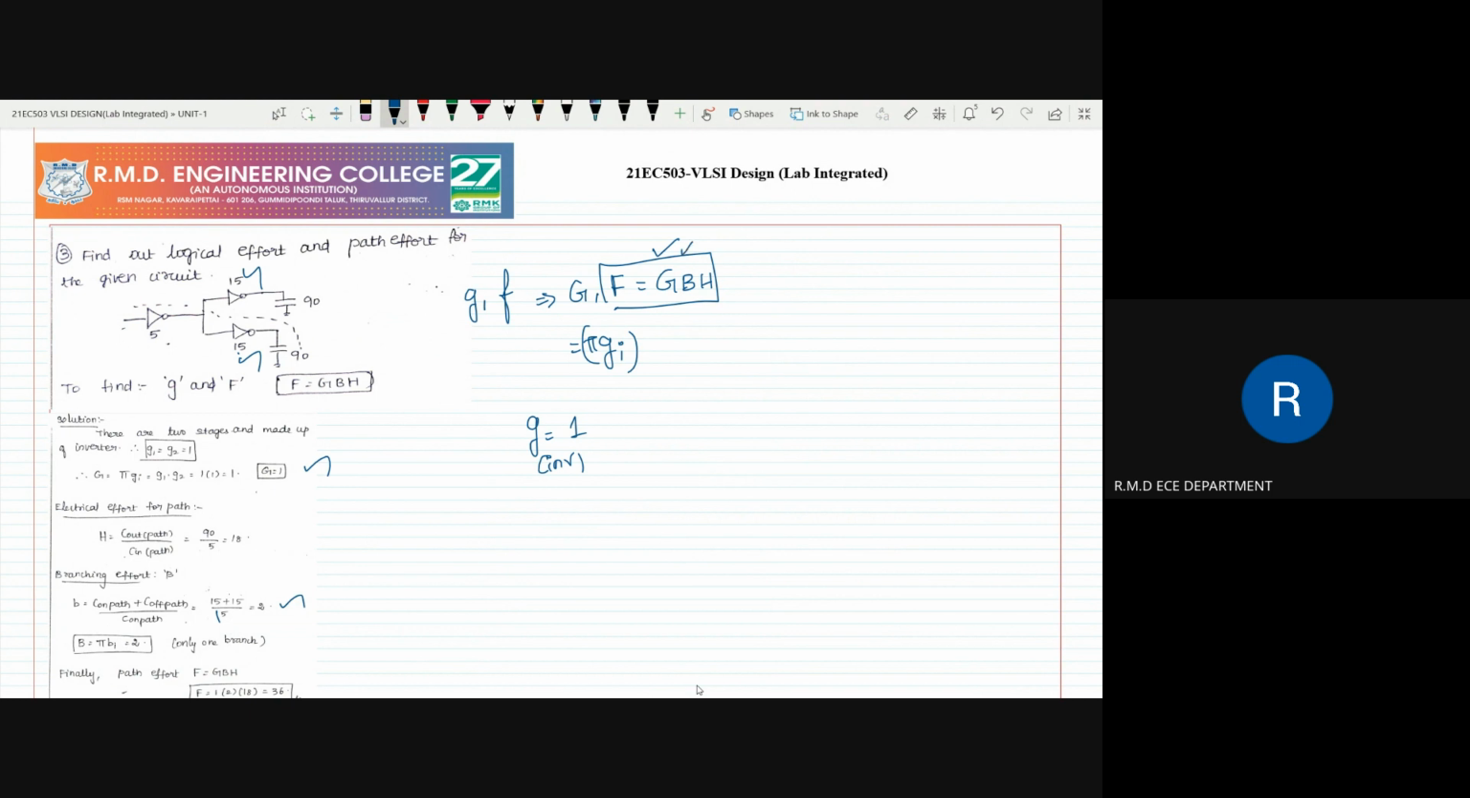Now the last is to get the H value. H is C out divided by C in for the path. My output capacitance is 90 at the end, and at the initial input it is 5. So 90 by 5 is 18. Totally G into B into H is 1 into 2 into 18, which gives us 36. This is the logical effort and path effort for the given circuit. Thank you, students.